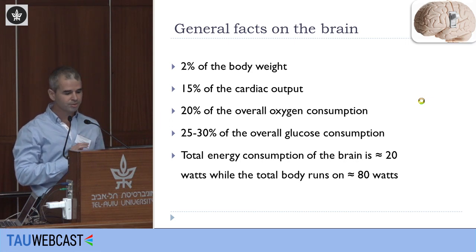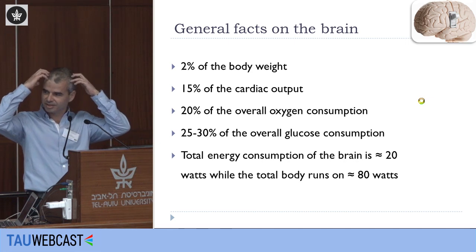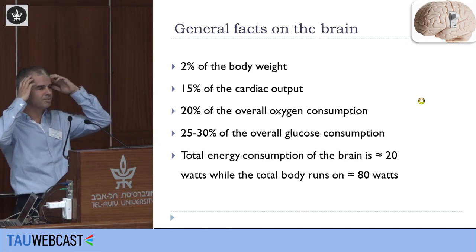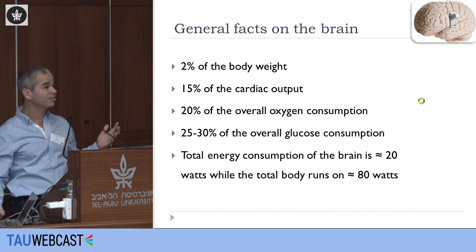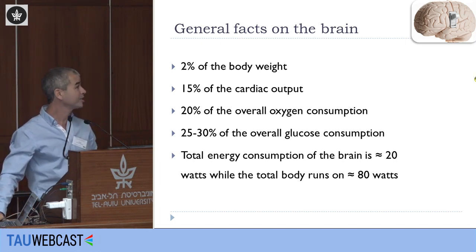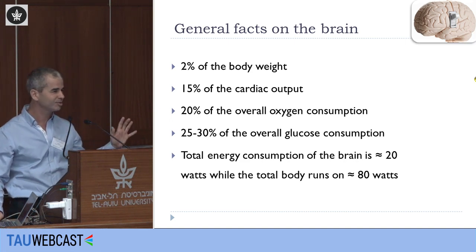And if we are looking from the thermodynamic point of view, the brain is up here. It's 2% of our body mass, but this 2% takes 15% of the cardiac output, 20% of the overall oxygen consumption, and 25 to 30% of the overall glucose consumption. I always say that if you want to go on a diet, the best way to diet is just to think some more. Okay, that's what you need to do.